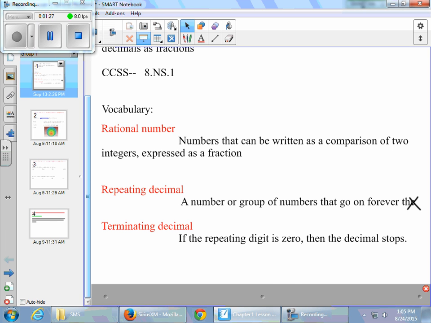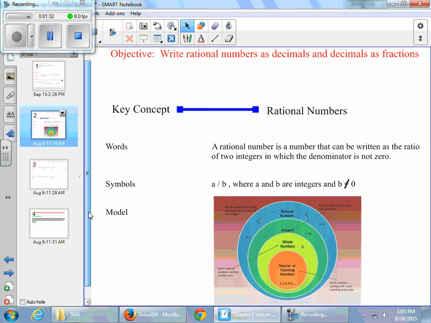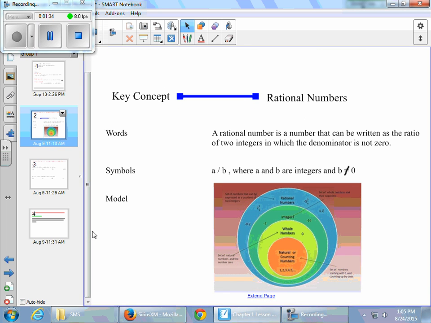Moving on. Our key concept for this lesson is rational numbers. Put into words, a rational number is a number that can be written as the ratio of two integers in which the denominator is not 0. In symbols, we're talking about a ratio. A ratio can be A over B, where A and B are integers, and B is not equal to 0.